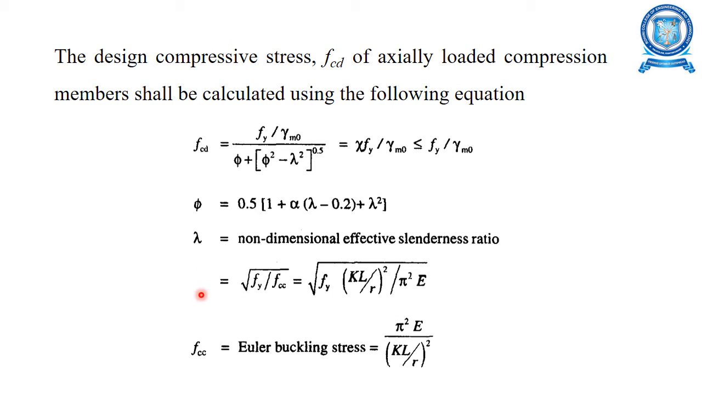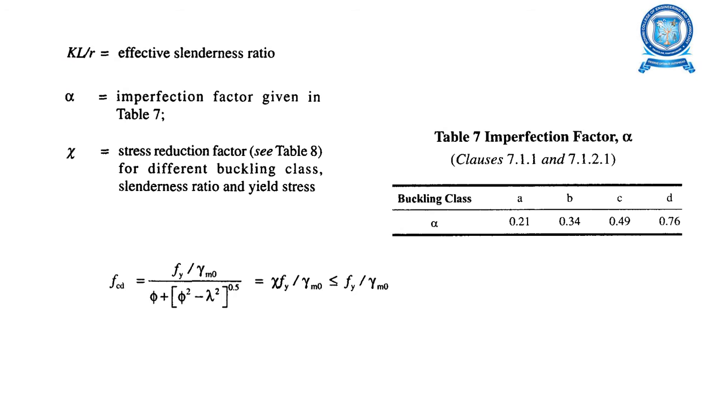So normally lambda is equal to square root of Fy divided by FCC. FCC is nothing but the Euler buckling stress, that is pi square E divided by KL by r the whole square. So we have to substitute here. So Fy into KL by r the whole square divided by pi square E. So lambda is equal to this value. Using this we have to find out the phi value as well as the lambda value. KL by r is the effective slenderness ratio.